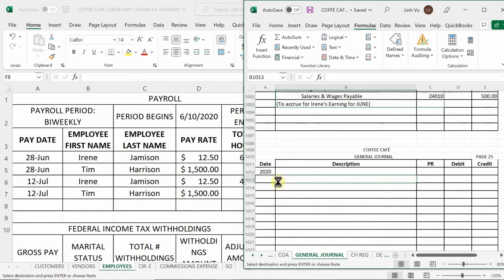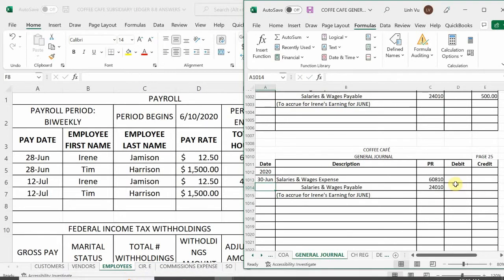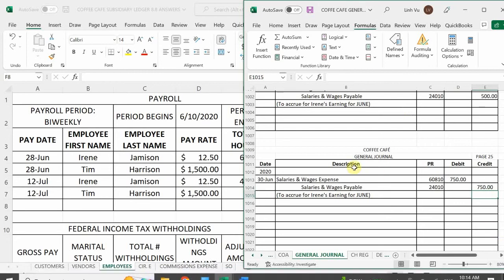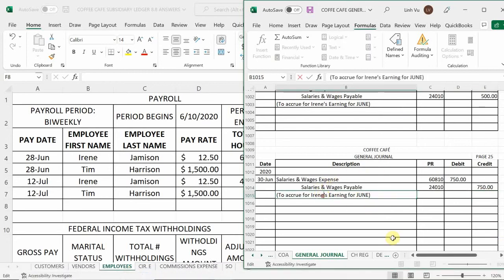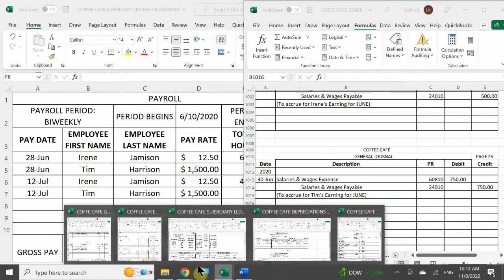And it's going to be on page 25. So, 750. The only difference here is we need to write that we're accruing for Tim, for Tim's earnings, not Irene's earnings. So, once again, plug your numbers into your ledger here.